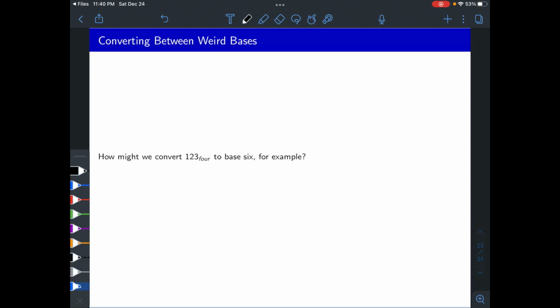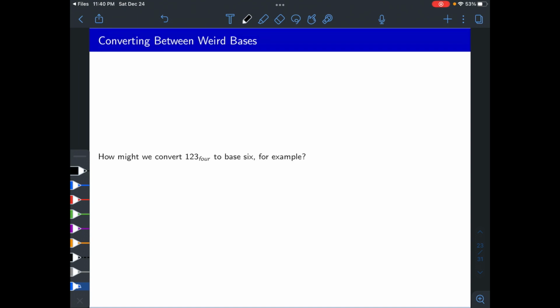All right, enough of that. Let's next talk about converting between weird bases. So how might we convert something like 123 base 4 into something like base 6, for example?